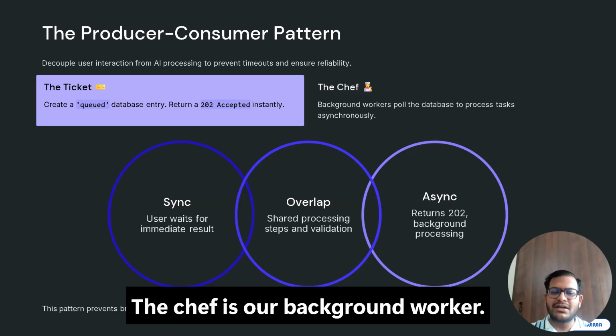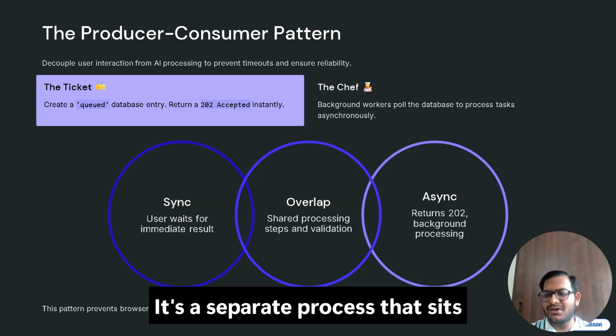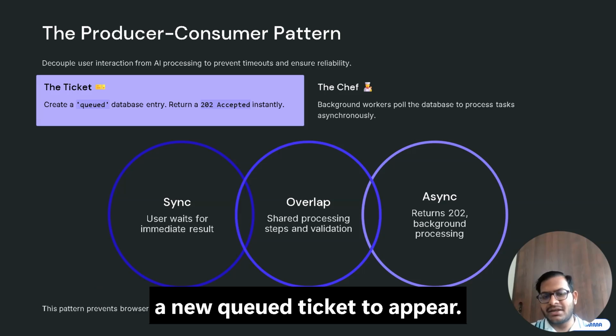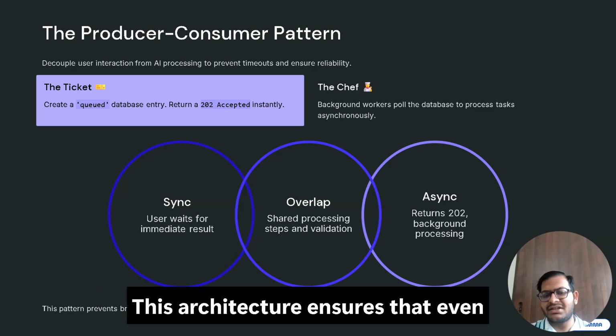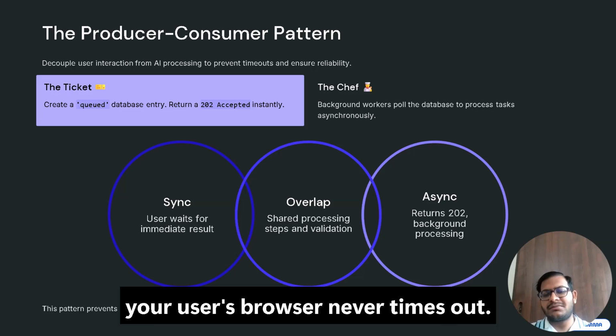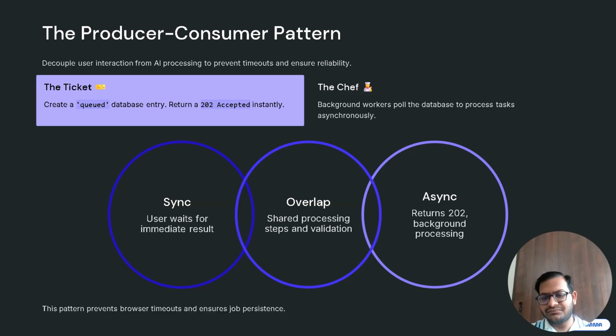The chef is our background worker. It's a separate process that sits there watching the database, waiting for a new queued ticket to appear. This architecture ensures that even if OpenAI takes 2 minutes, your user's browser never times out.